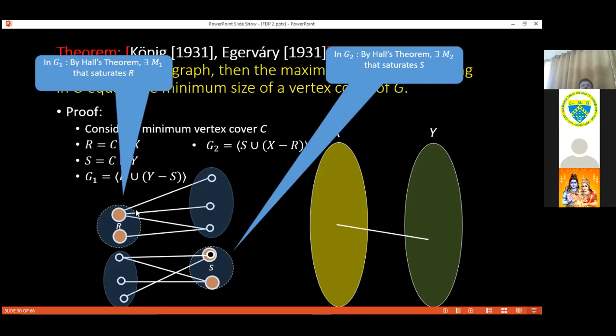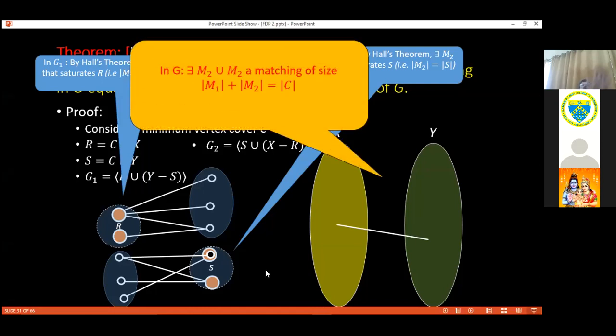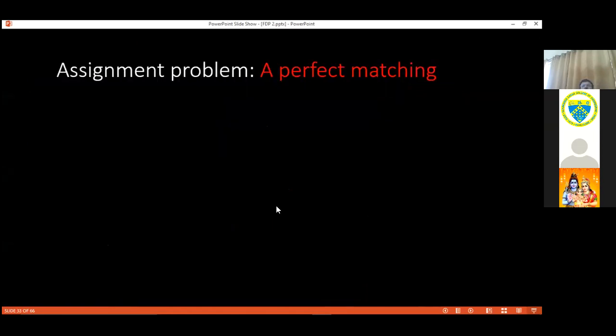So I am getting a matching here which saturates all the elements of R as well as all the elements of S. That means it saturates all the elements in my C. Therefore, my matching is M1 plus M2, which is the purpose. This is a very simple idea behind the proof.